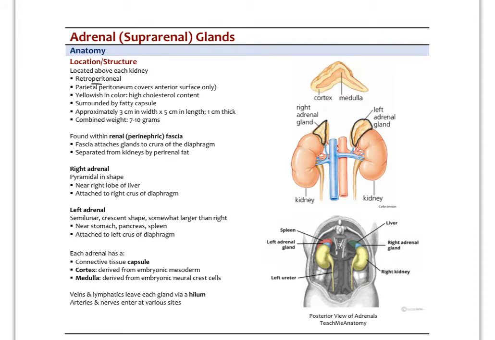They're found within that fascia, which is named specifically the renal or perinephric fascia, and the fascia attaches the glands to the diaphragm. So the adrenals and the kidneys actually move up and down with the movements of the diaphragm. So there's sort of a connection there with the breathing rhythm. We don't really take that into consideration in the physiology of the adrenals, but perhaps there are some interesting connections with that.